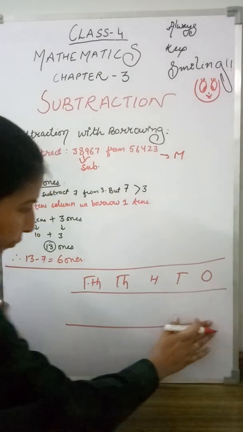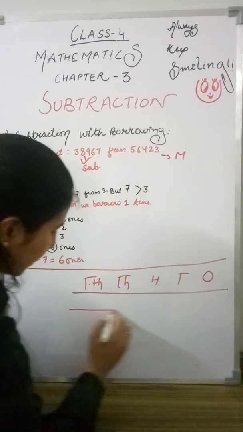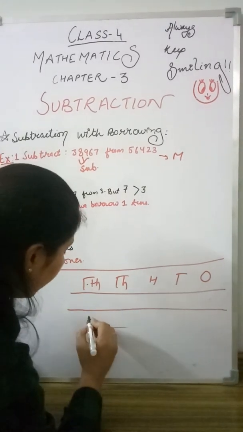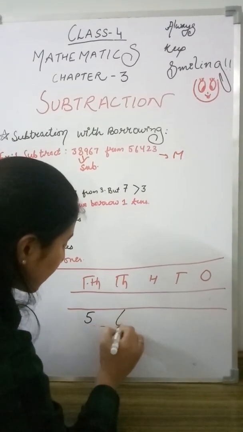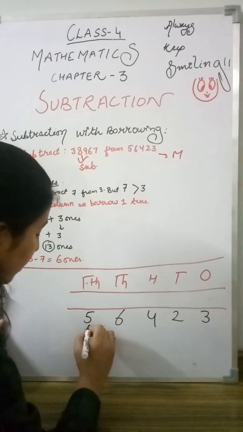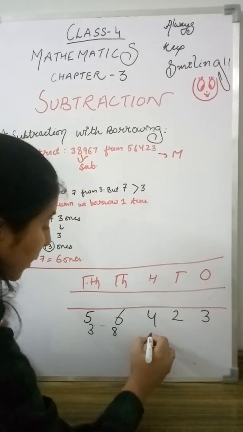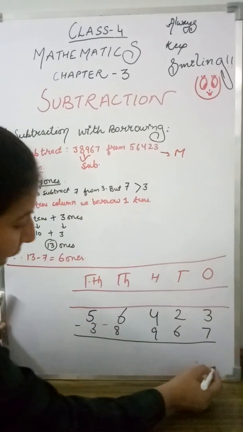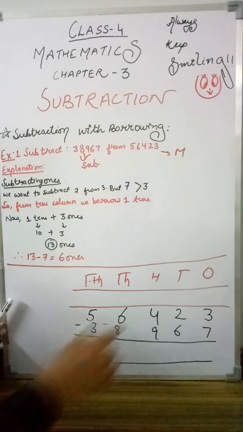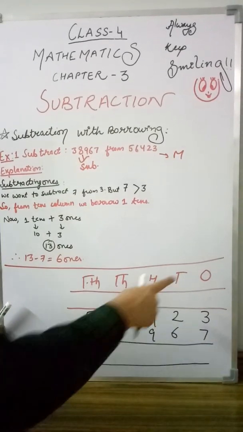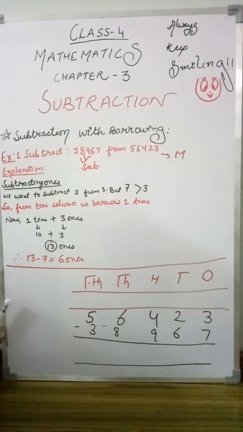Okay students, let me write the numbers. First I want to write the bigger number, that is 56,423, and the next number, the subtrahend, is 38,967. Students, we start subtracting from the ones place. Whether you are doing subtraction or addition, you have to start every time from the ones place.